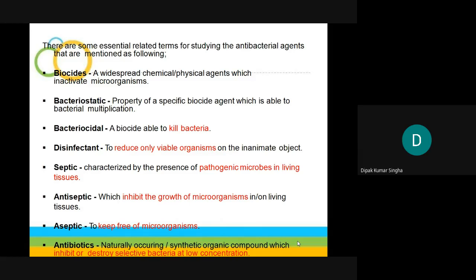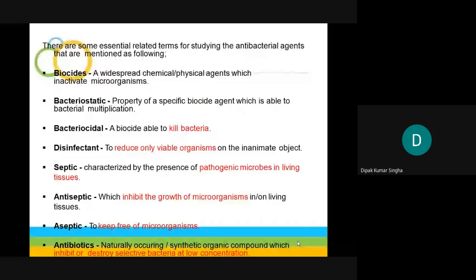And bacteriostatic, that is the property of specific biocides agents which is able to stop bacterial multiplication, that is called bacteriostatic. Static means not dynamic, it is static. It is also a biocide agent which is able to stop bacterial multiplication. Another is the bactericidal. It is also one type of biocide able to kill the bacteria. Bacteriostatic stops the growth or reproduction of the microorganism, but bactericidal means to kill the microorganism.